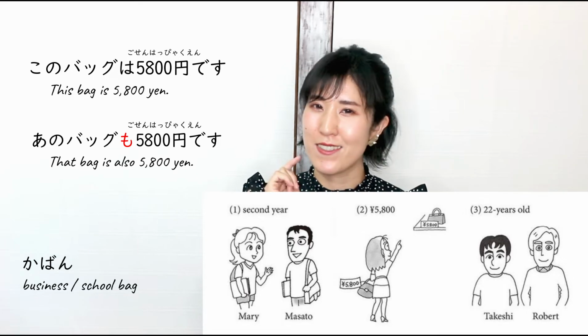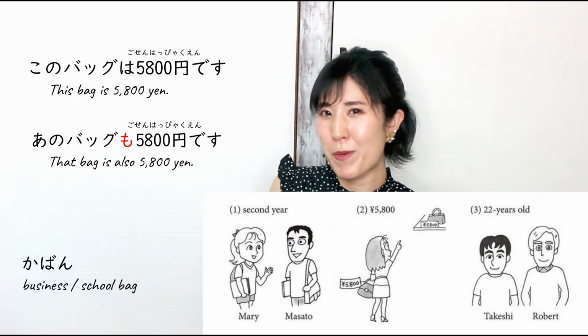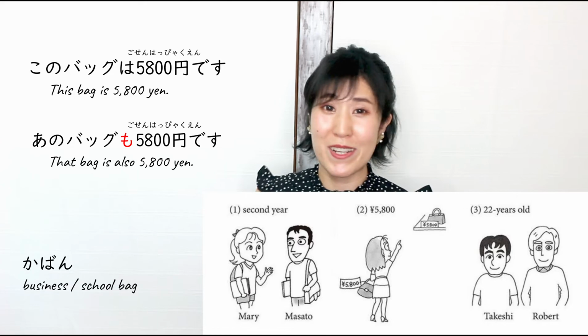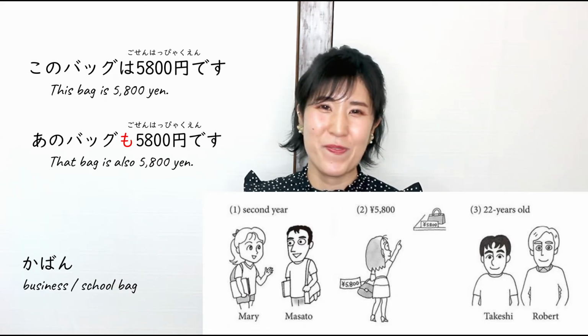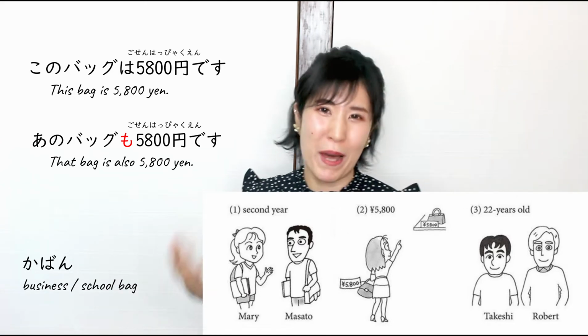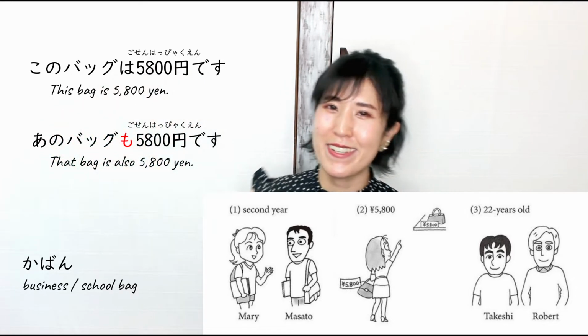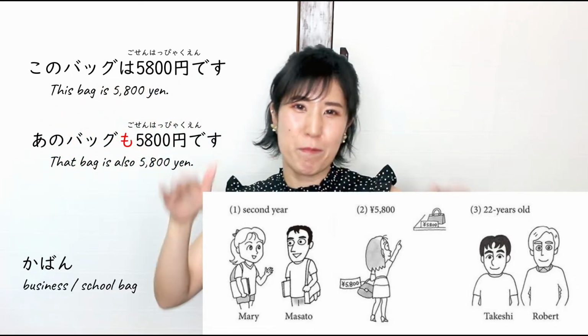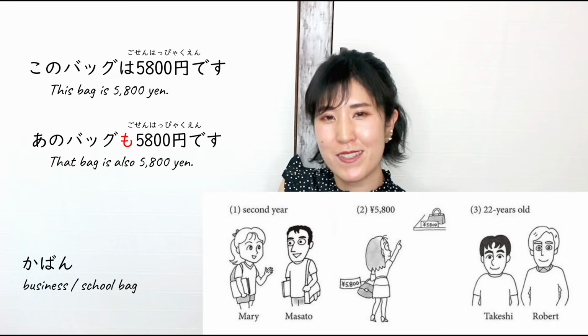Actually, we use the word カバン for a kind of big bag, like for business or a school bag. And this picture, I think it's more like a purse. So we use the word バッグ. So maybe it should be このバッグは and あのバッグは. Just saying, カバン is kind of big, バッグ is like a purse.